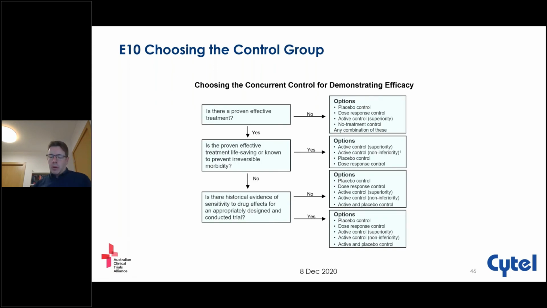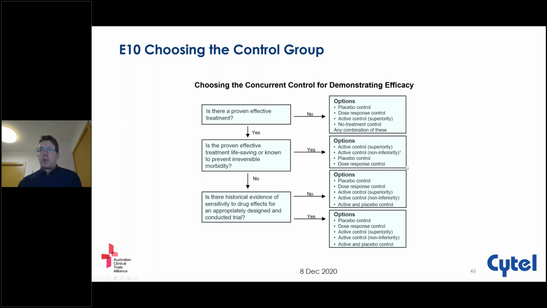Here's the flowchart I was talking about, how to choose your concurrent control for demonstrating efficacy. And again, whichever trial you're doing, it's good just to go through this to see what regulators think about your control group. If you are not following this, then you usually need to have a good reason. So it's not saying it isn't possible, you just need to have your arguments ready for when you want to do these.